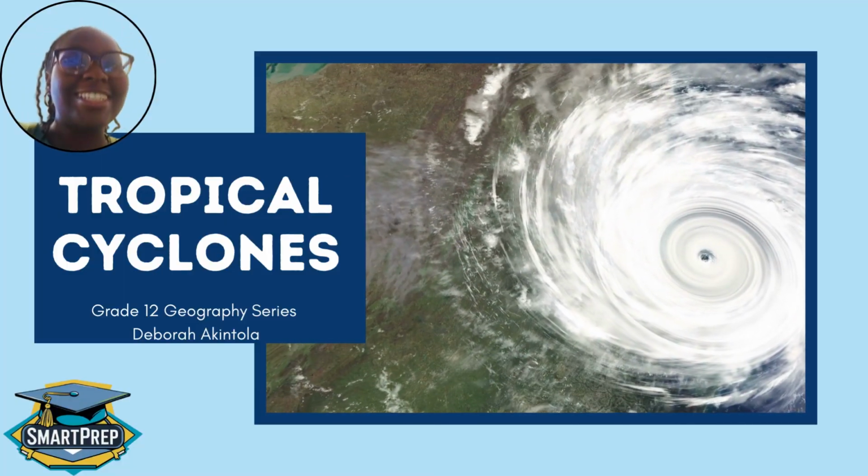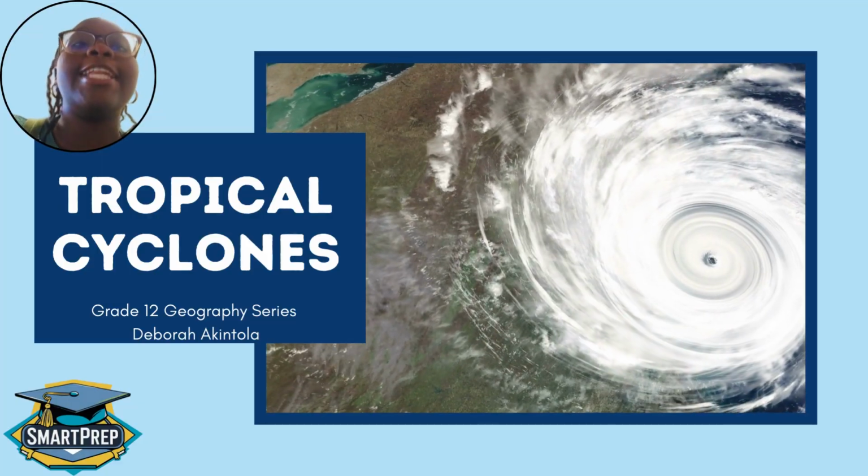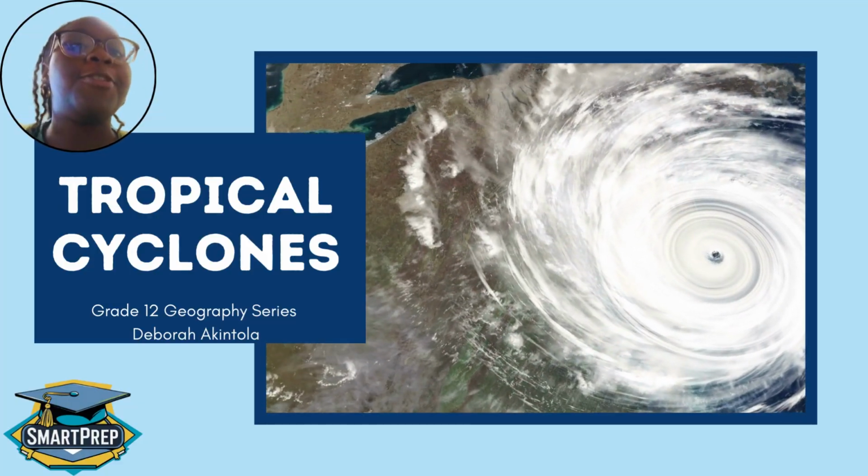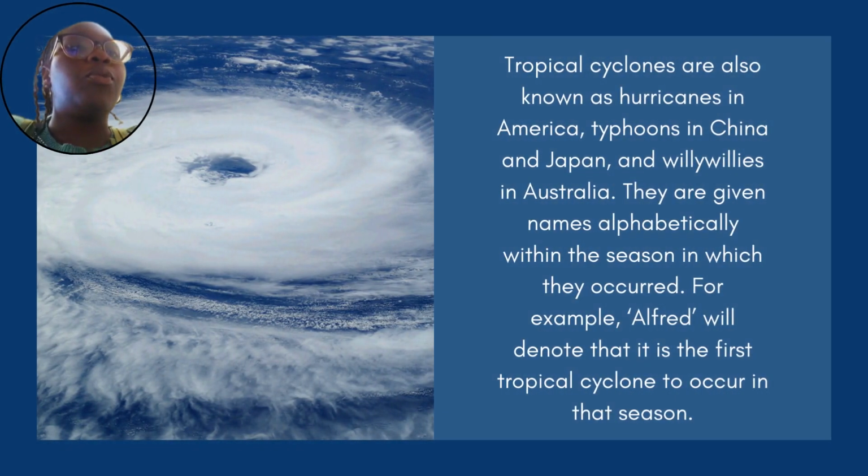Good day, students. My name is Deborah and today's video I'll be taking you through tropical cyclones. So what are other names for tropical cyclones to begin with? They're usually called hurricanes in America or typhoons in China and Japan. They're also called willy willies in Australia, and they're given names alphabetically within the season in which they occurred. For example, if you have a name of Alfred, it would denote that it is the first tropical cyclone to hit or to occur in that season.